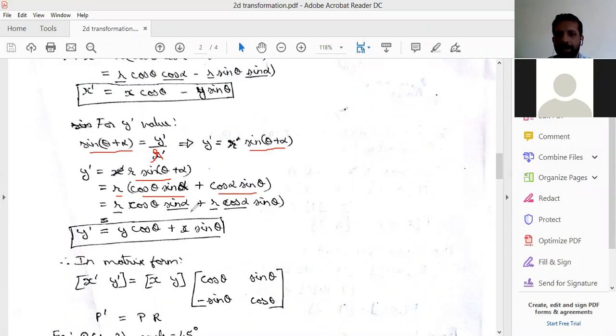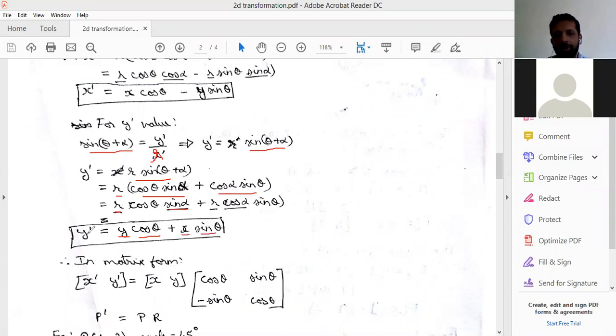But we already know that r sine alpha is the y value. So it is going to be y times cos theta, plus r cos alpha, which is nothing but the x value. So it is going to be plus x times sine theta.